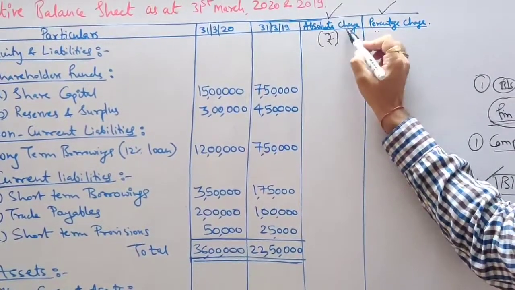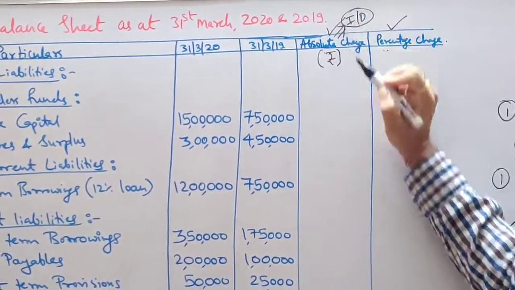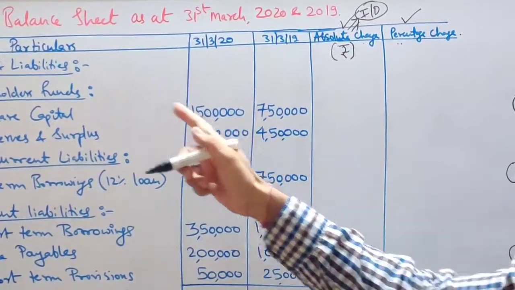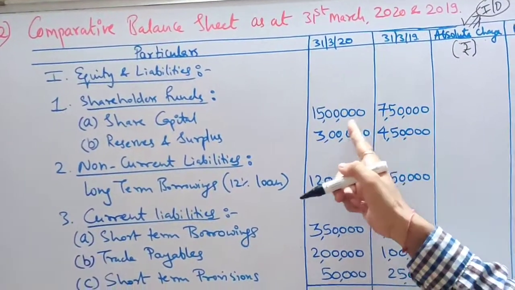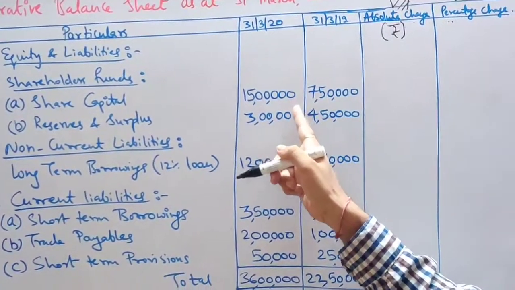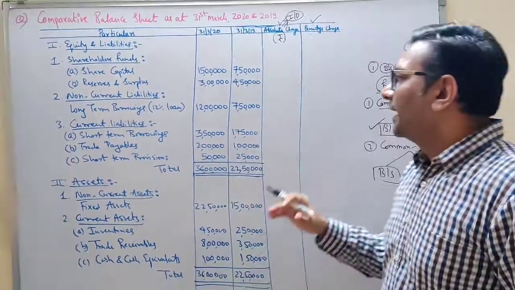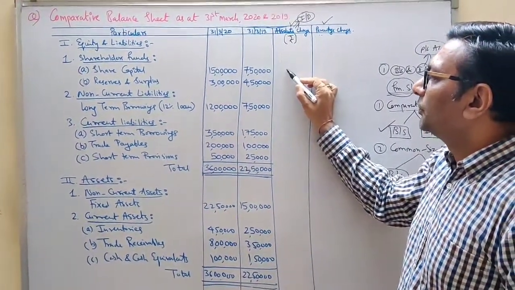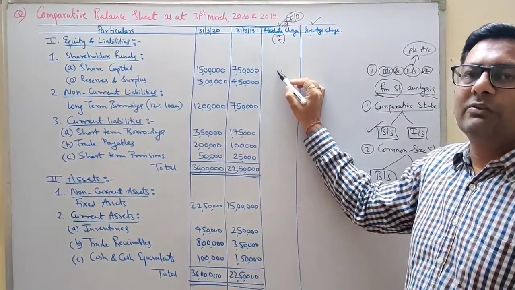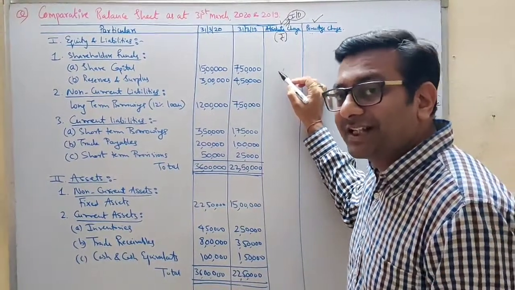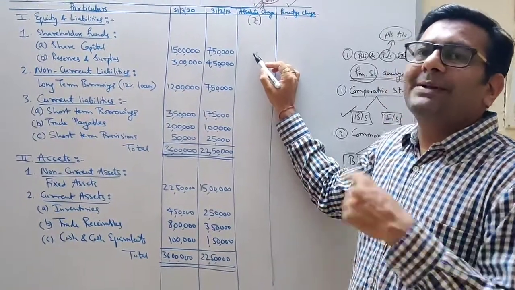So what do you mean by absolute change? We are going to write here increase and decrease. We are going to compare, since the name of this statement is comparative. So you are going to compare both the years' amount, and after comparing you will come to know whether it is increasing or decreasing. If it is increasing, you will write the amount in absolute change column. Here in this column you will write the amount of increase, and in case it is decreasing, you will write the amount in the same column, but you have to write it in bracket.